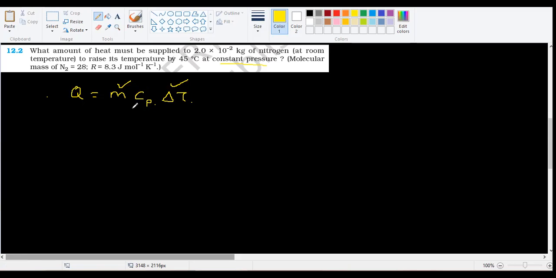But I don't know the Cp. If I know the Cp, I can easily do this problem. So let's see. This, we are going to study in the next chapter. So there is a formula for this. Take it down from kinetic theory of gases. We'll study this formula later, we'll derive this.